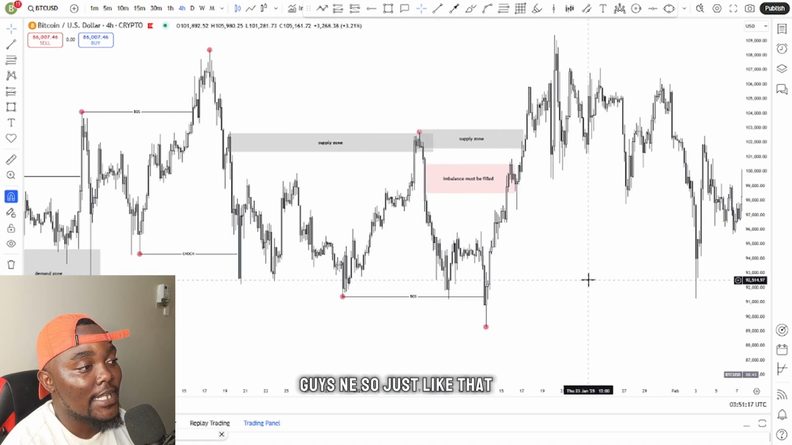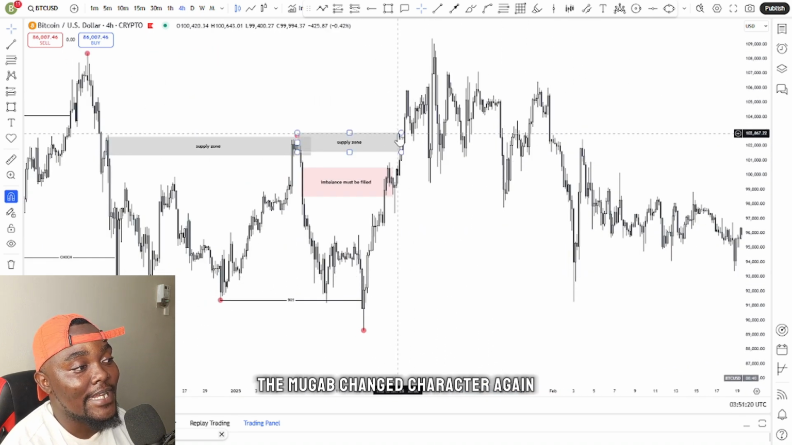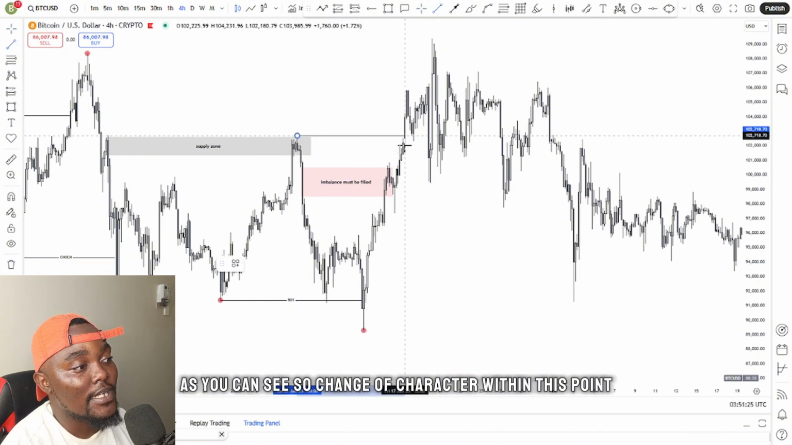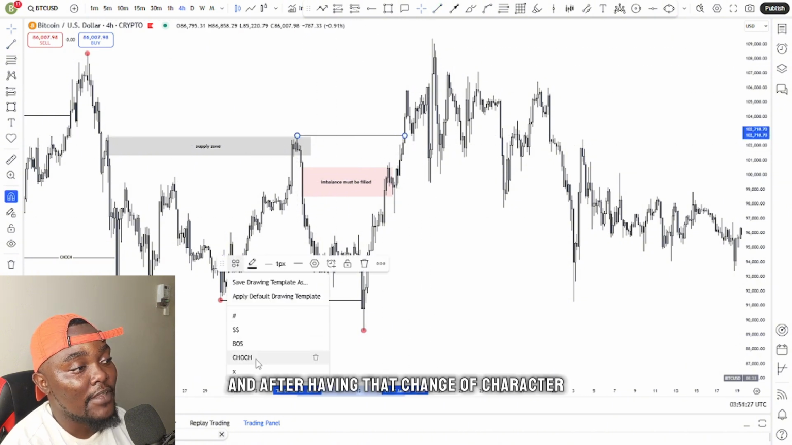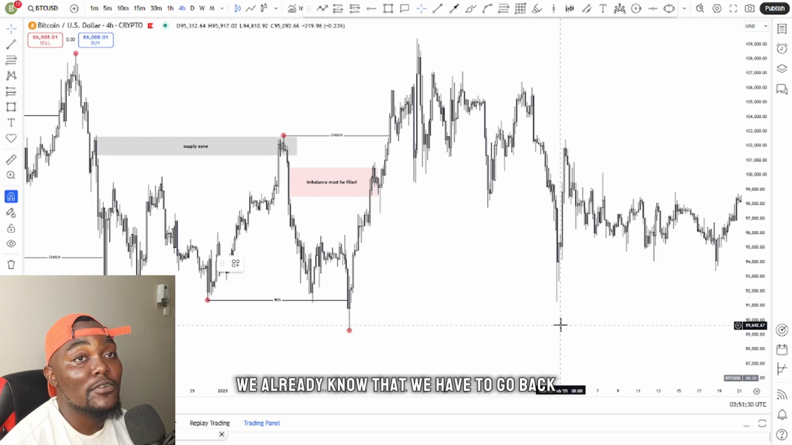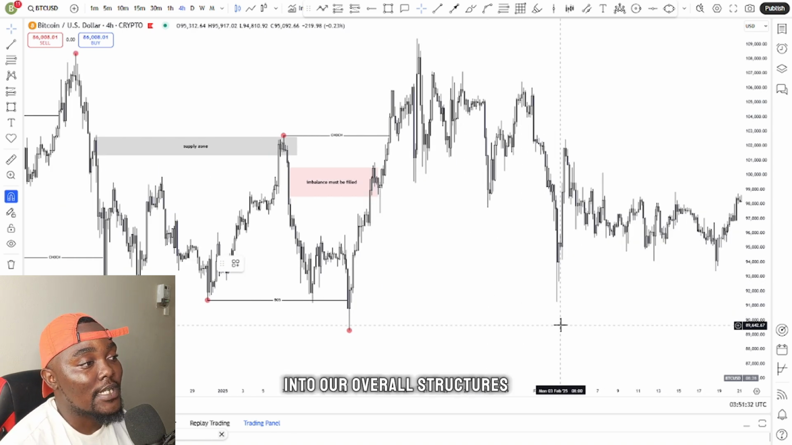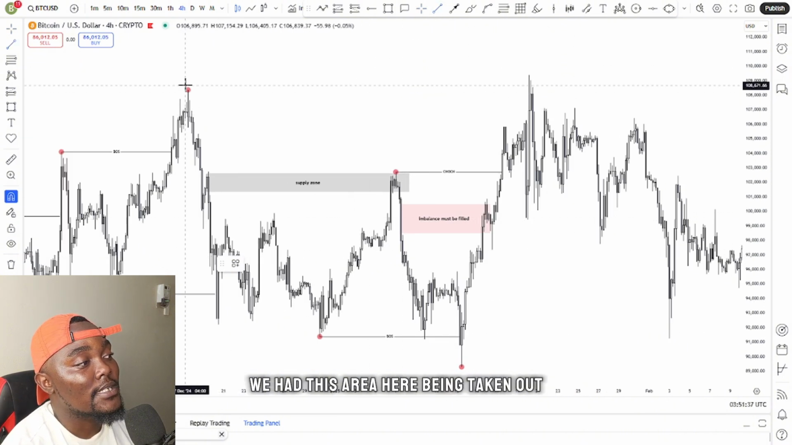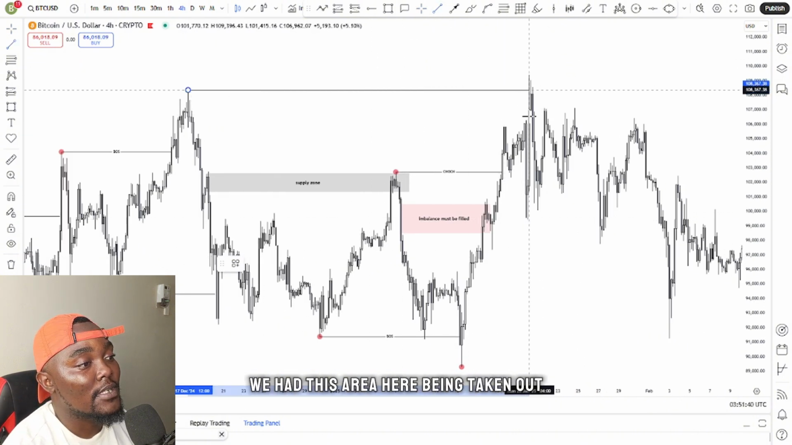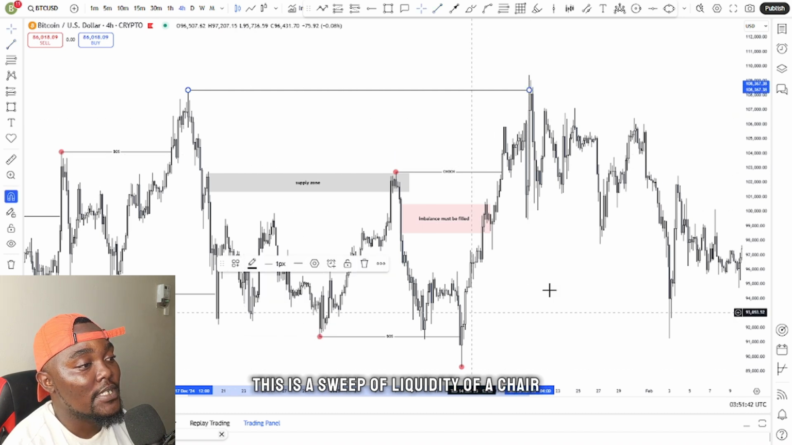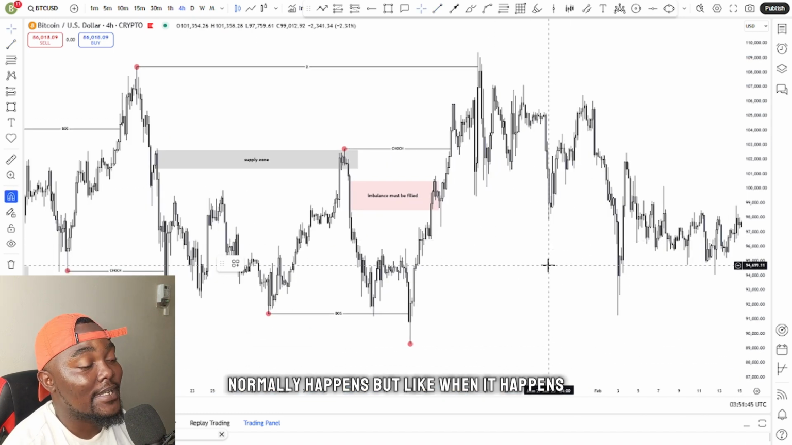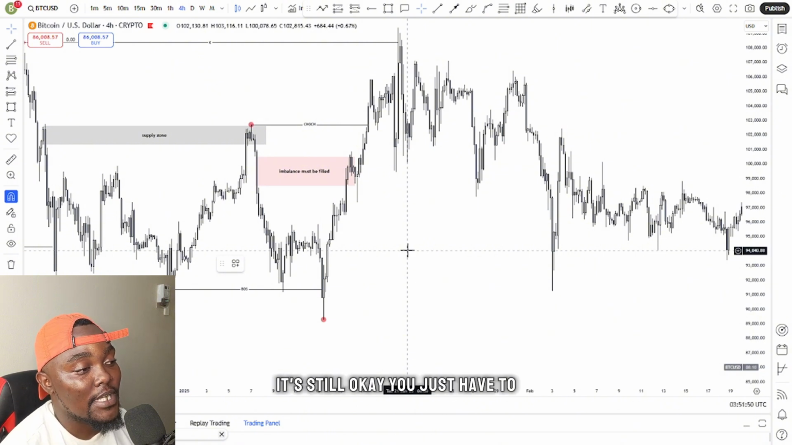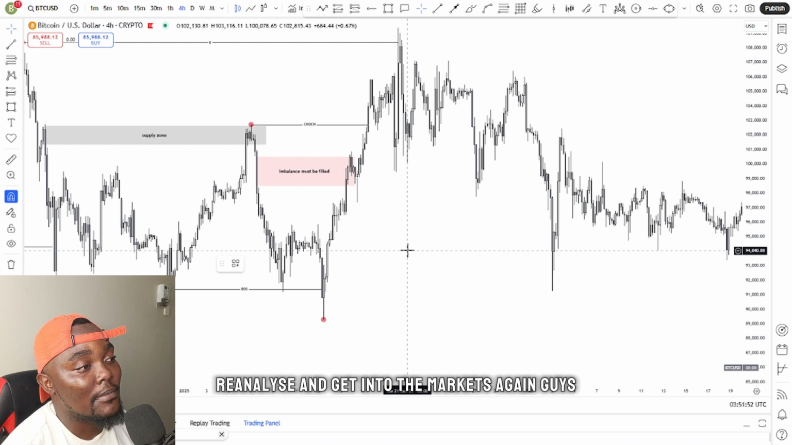Just like that, the market changed character again. Around here we had a change of character, as you can see. After having that change of character, we already know that we have to go back into our overall structures and see what's going on. As you can see here, we had this area being taken out. This is a sweep of liquidity, which normally happens, but when it happens, maybe you get tagged out of a good trade. It's still okay, you just have to reanalyze and get into the markets again, guys.